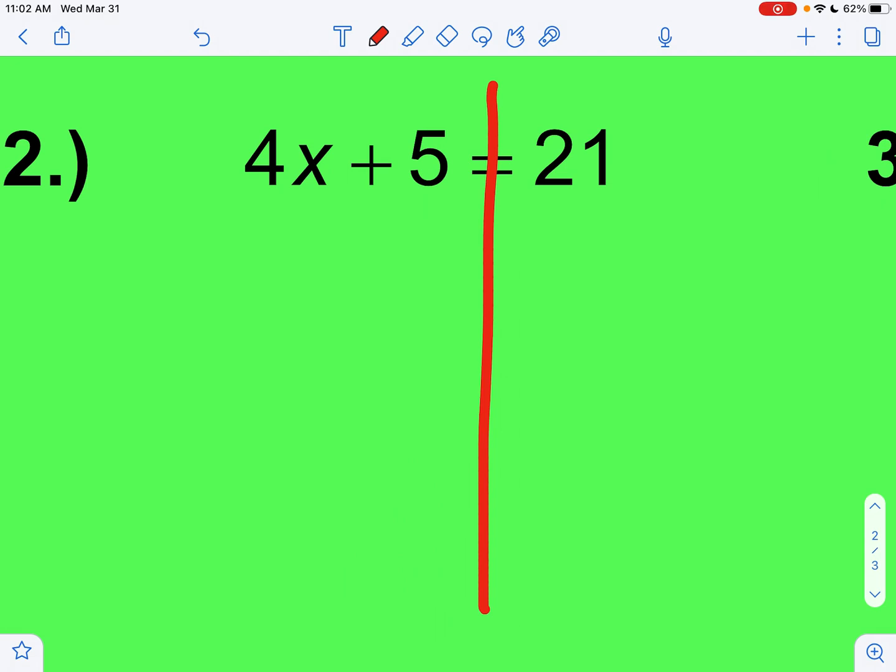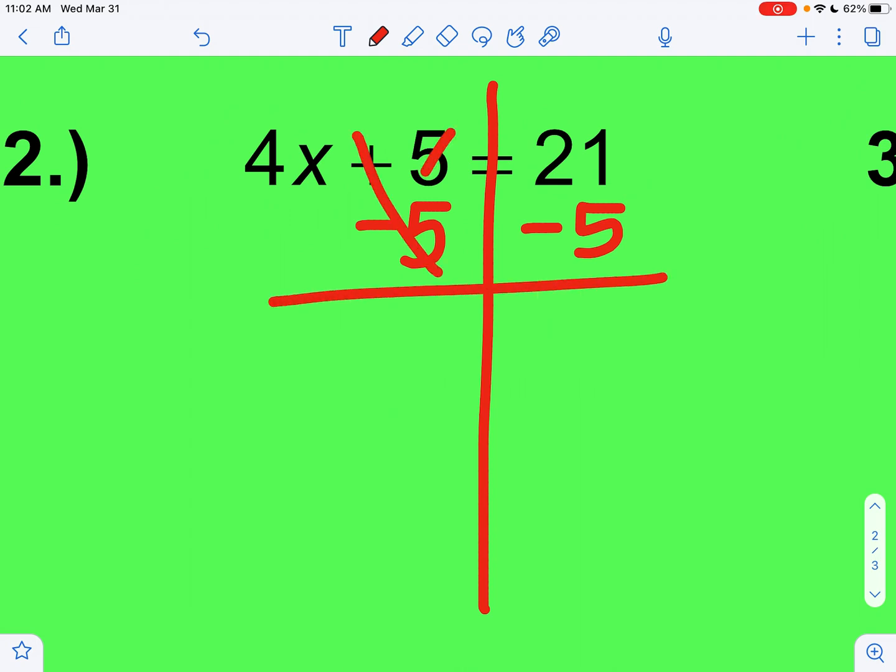Draw your line down the equal sign. Right now we need to add or subtract first. So we have a plus 5. We want to get rid of that plus 5. So we're going to minus 5 from both sides. Those cancel out. We're just left with 4x on the left. 21 minus 5 is 16.